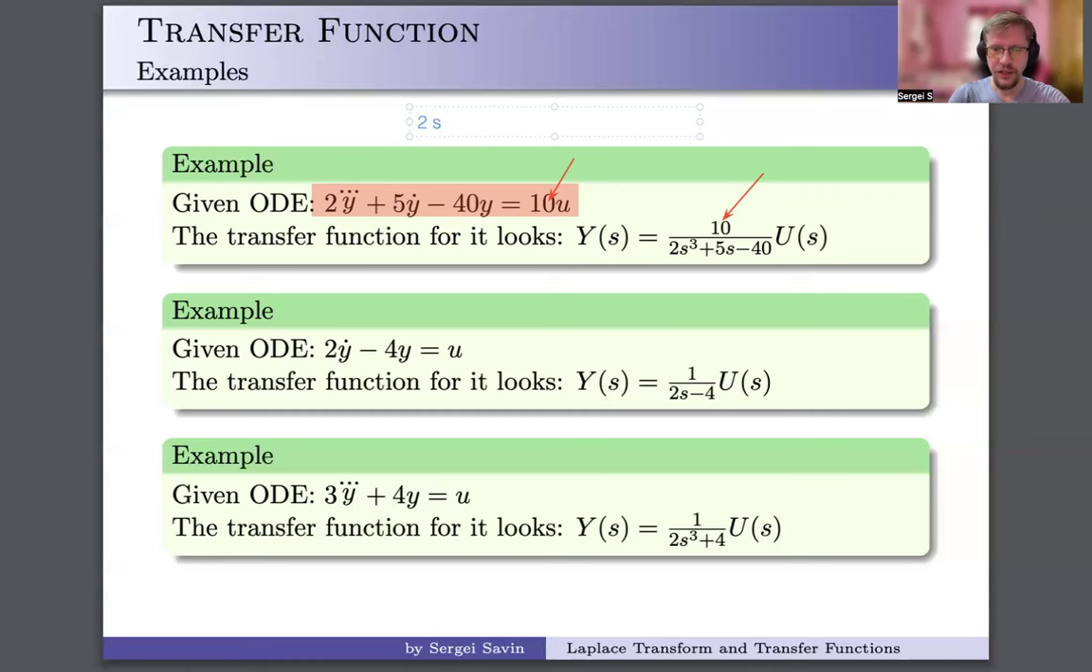So it'll be 2 times s to the power 3 times y of s, plus 5s y of s, plus, sorry, minus 40 y of s, equals 10 u of s. Okay.